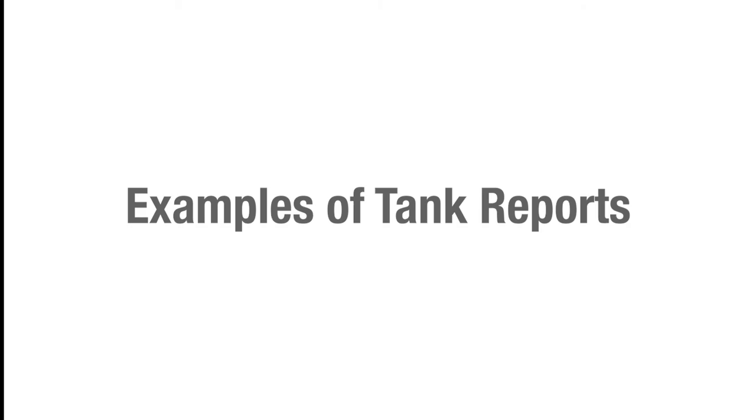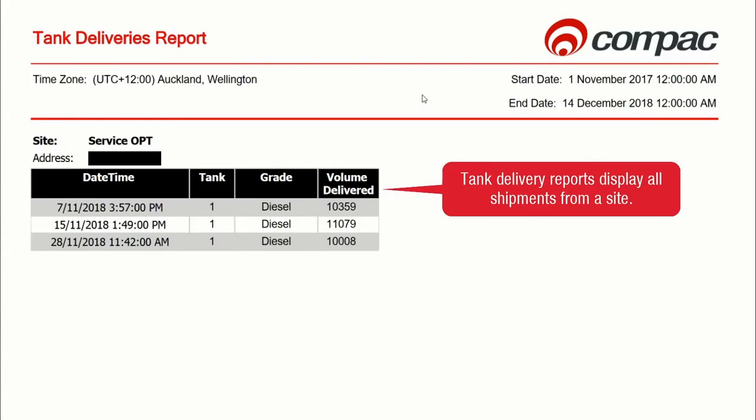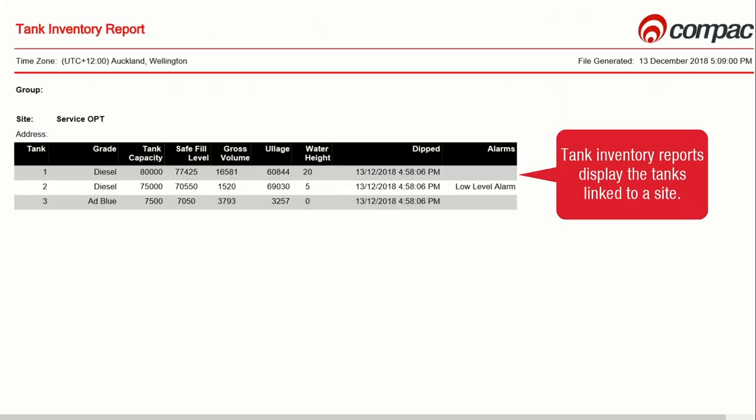Here are some examples of tank reports. Tank delivery reports display all shipments from a site. Tank inventory reports display the tanks linked to a site.